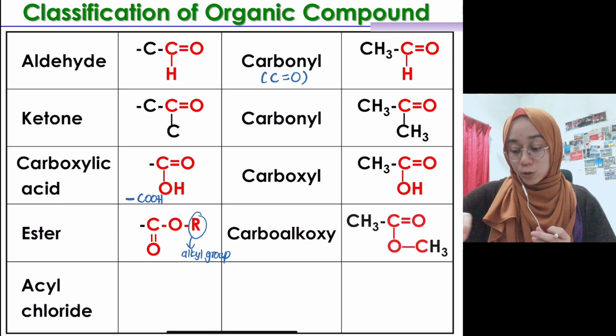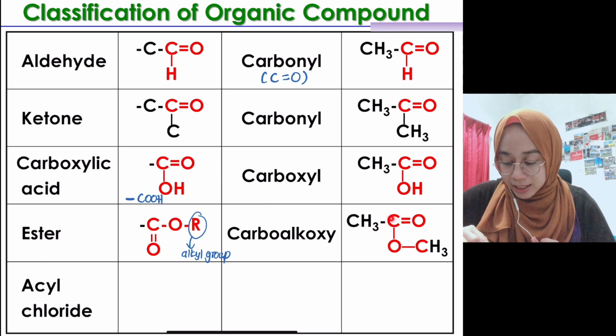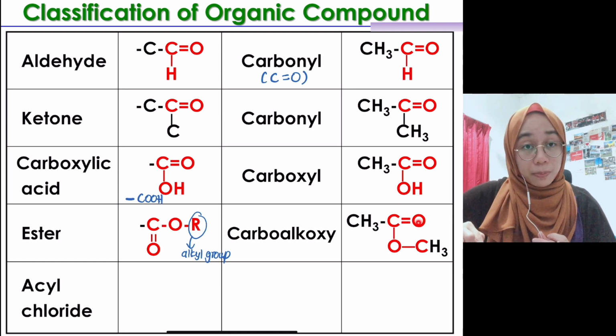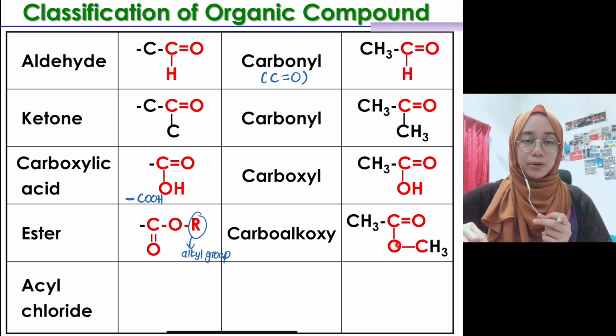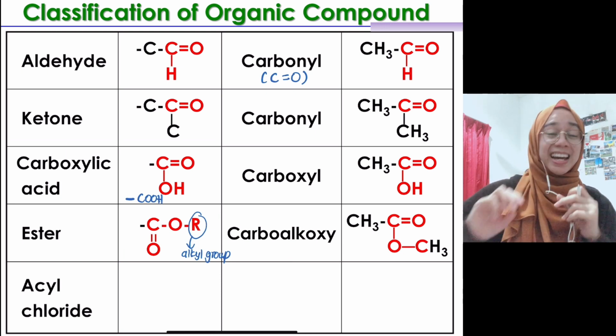So ini adalah contoh dia. As you can see, kalau dekat sini COC ni macam alkoxy. Dan kalau C double bond O ni pula mewakili carbo part. Okay, carbo. So that's why kita gabungkan, kamu akan dapat carboalkoxy. And then kita pergi pula kepada acyl chloride.